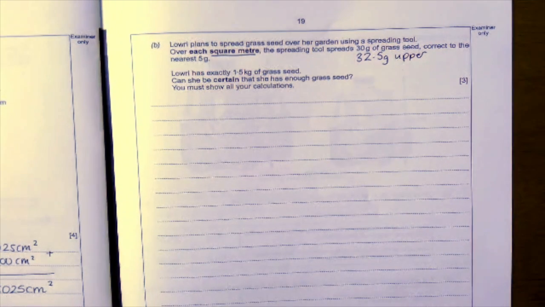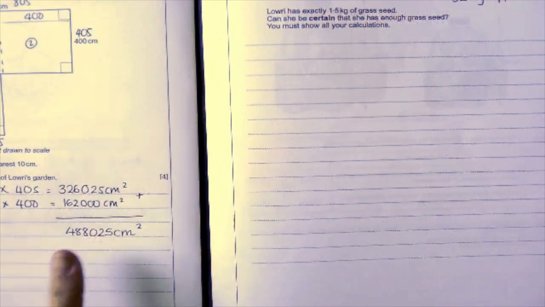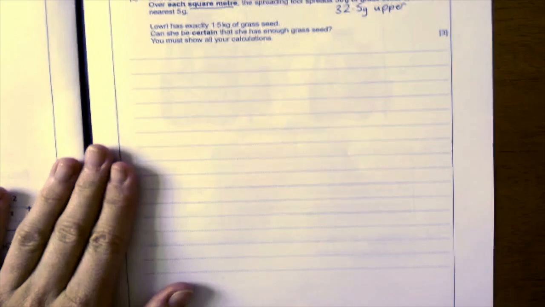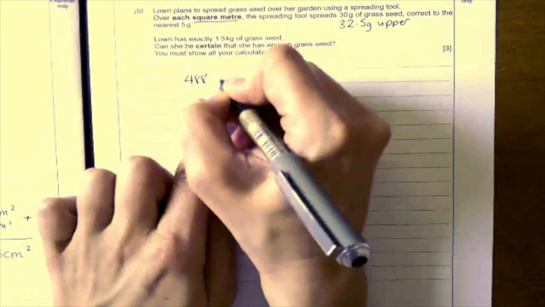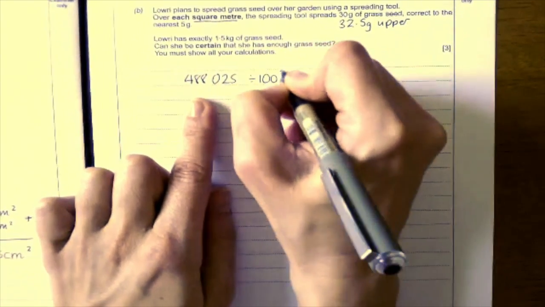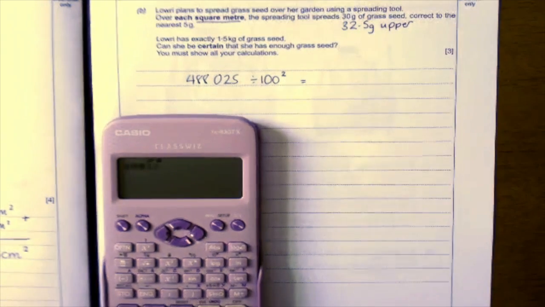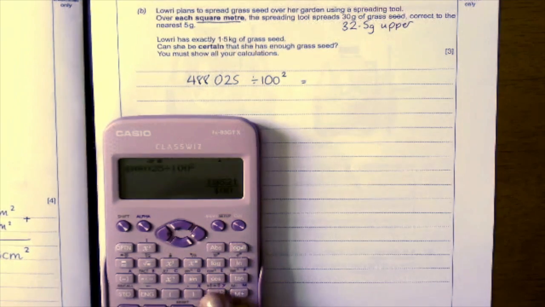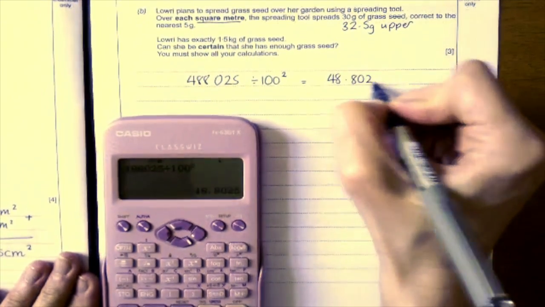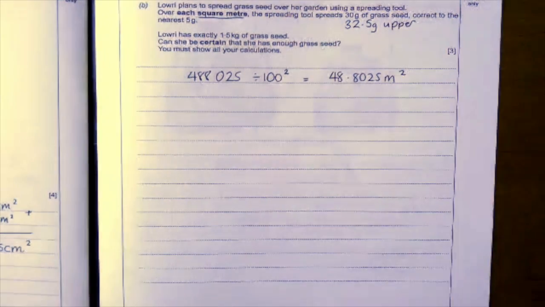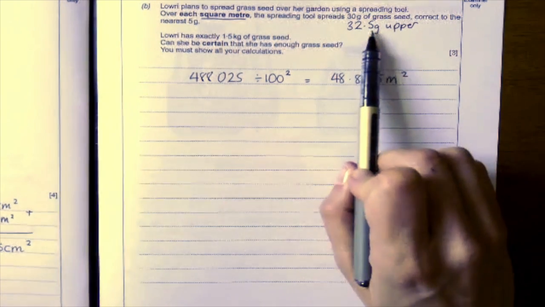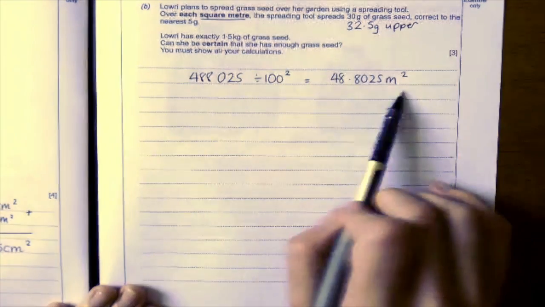What we first need to do is convert the area of Lowry's garden into metres squared. It's not a case of just dividing by 100. You have to divide by 100 squared because they're square metres. So it's 488,025 divided by 100 squared, to change from square centimetres into square metres, I should say. So that gives me 48.8025 metres squared.